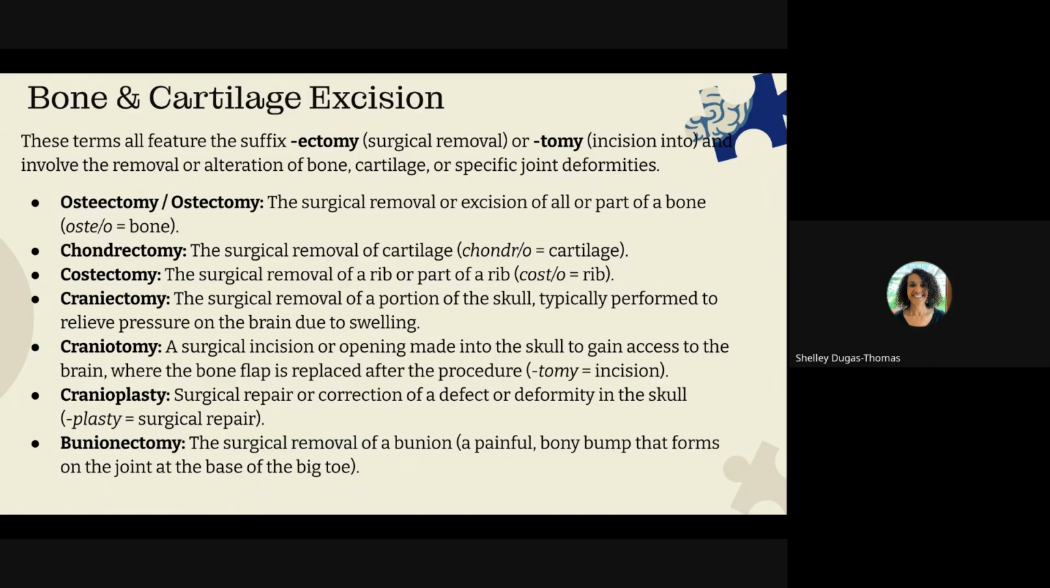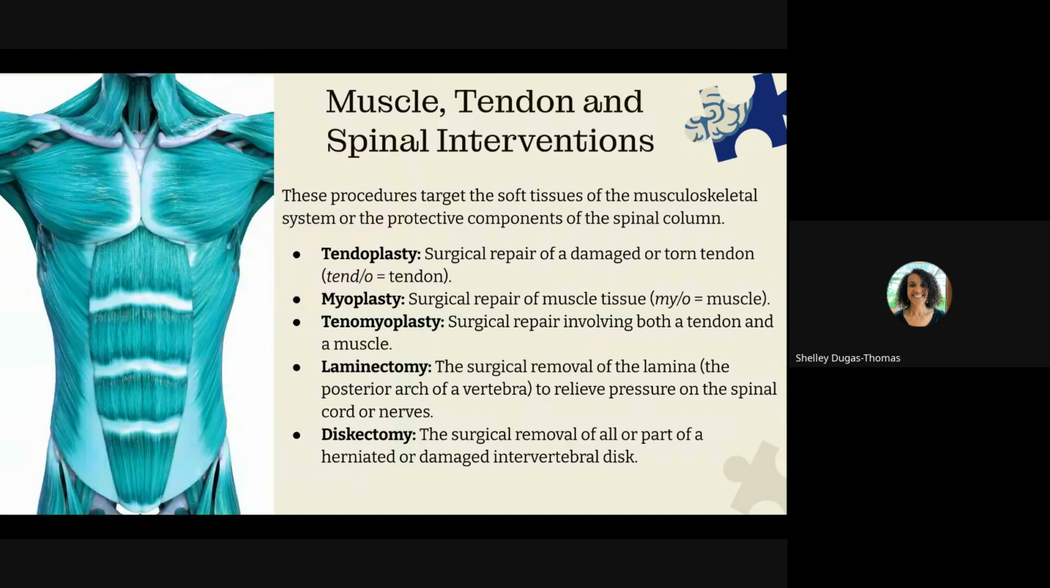Craniectomy versus craniotomy. In a craniotomy, the surgeon cuts a bone flap, assesses the brain, and replaces the bone. In a craniectomy, the bone flap is left off temporarily to allow a swelling brain room to expand. So, tendoplasty is a surgical repair of a tendon. Myoplasty is surgical repair of a muscle. Laminectomy is the removal of the lamina, the back arch of the vertebrae, to give pinched spinal nerves breathing room.